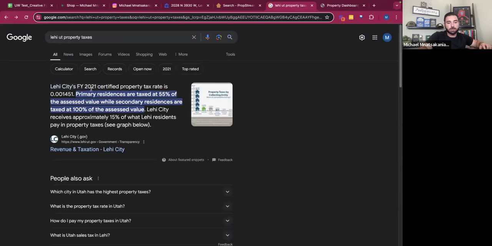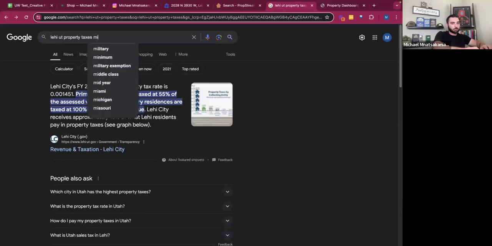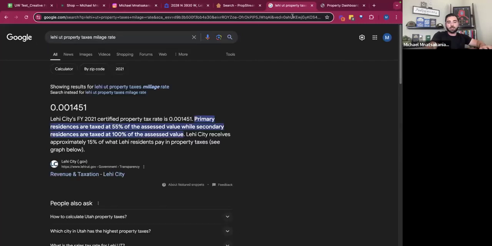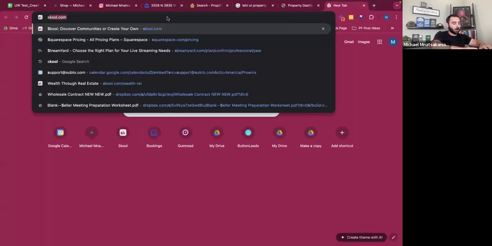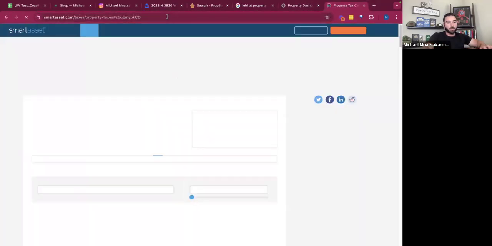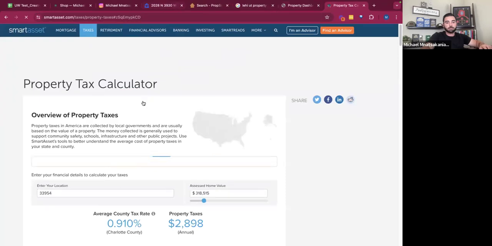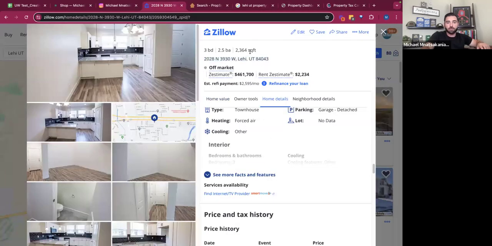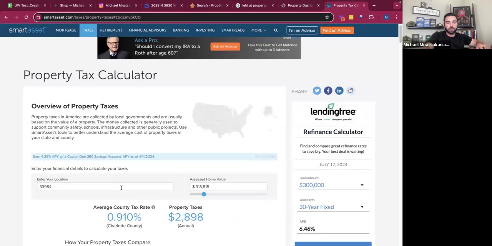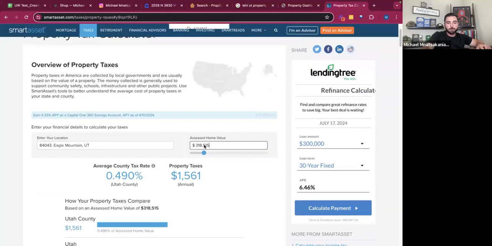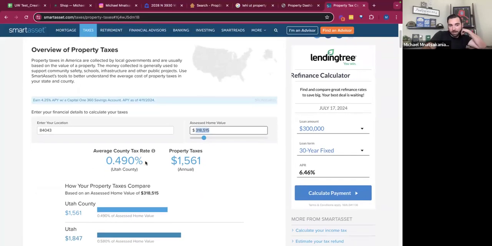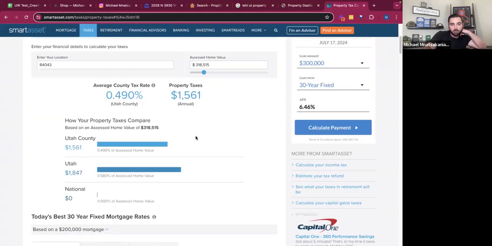Lehi City, well, this is fiscal year 2021. And I don't know if you guys remember, we talked about SmartAsset property taxes. That's a tool that I use to get a rough idea of millage rates. All you're going to need is the zip code. Let's just see what it is stating. Eagle Mountain, okay. Assessed home value was, well, here you go. Average county tax rate, 0.49%. Is this updated? 0.49%.